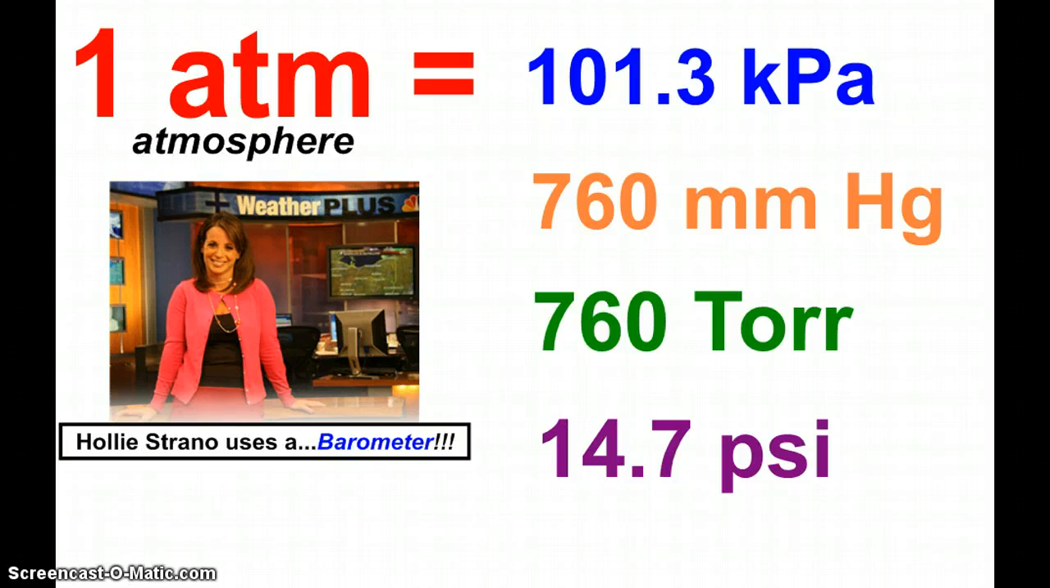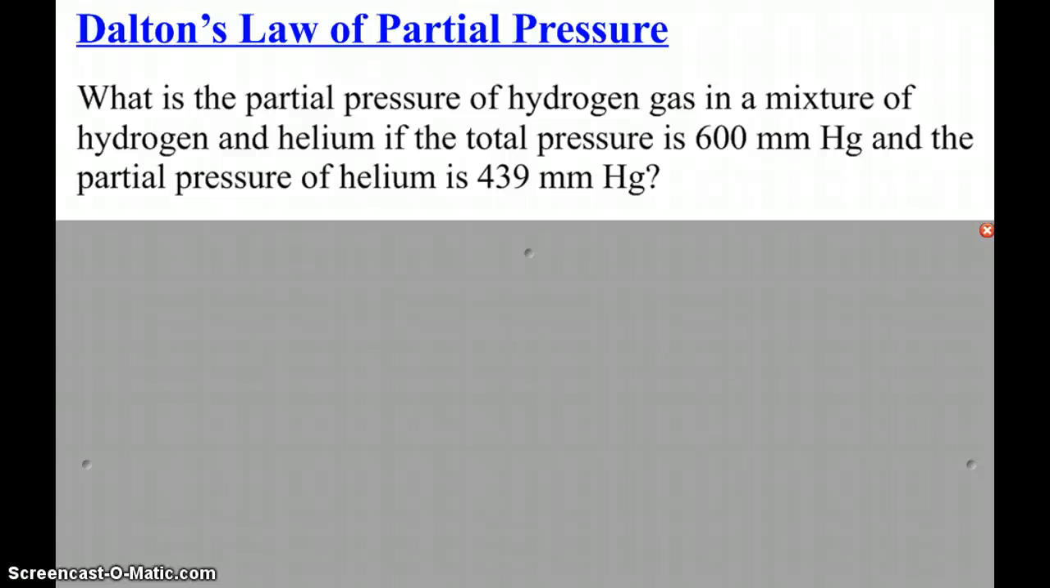PSI is probably the one that you'll see most often, pounds per square inch. And that, on your bike tires or your car tires, it'll give you a range of inflation in PSIs for the tires to operate the most efficiently. Now our first law we'll look at is Dalton's law of partial pressure. And it pretty much states that the total pressure of a mixture of gases is equal to the sum of the pressures of all the gases that are in the mixture.